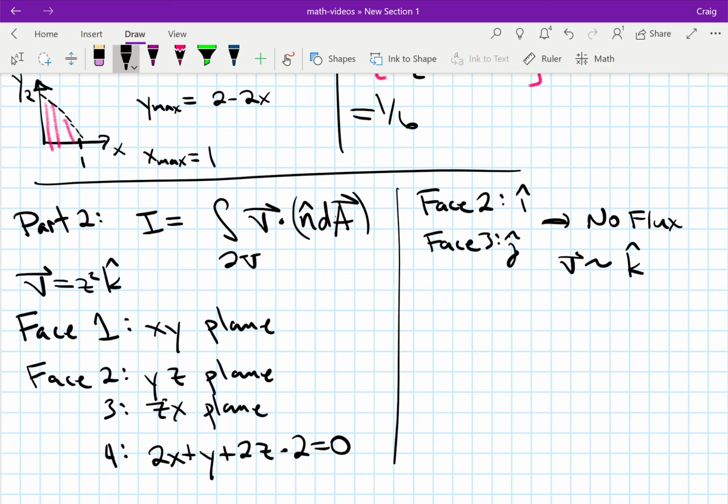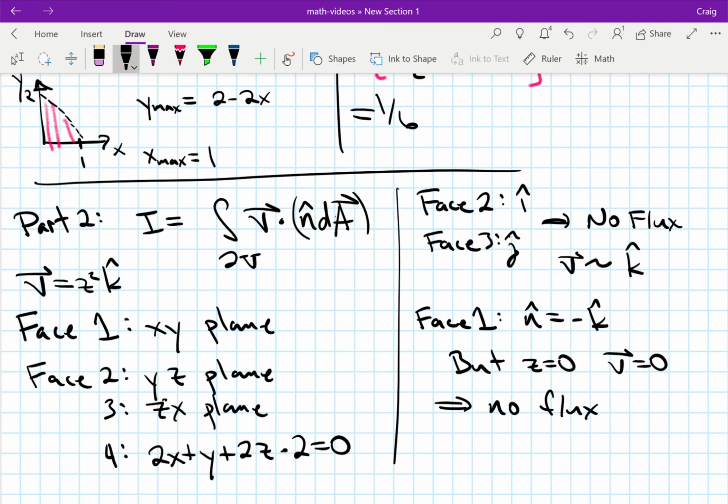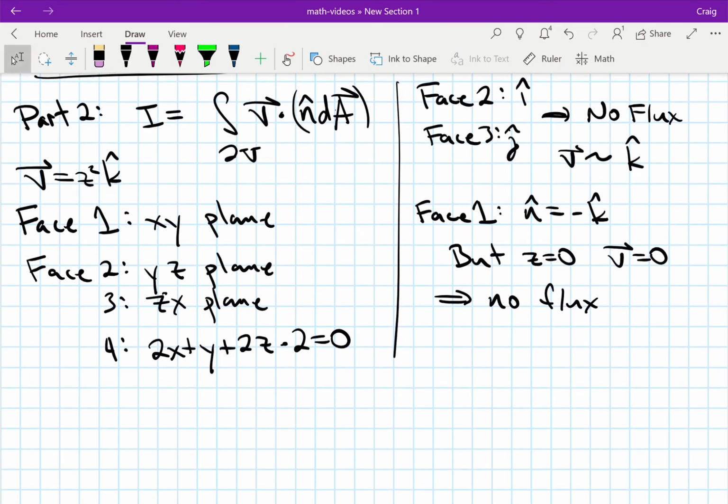So face 1, the outward normal vector is minus k hat. Okay, so we've got a chance, but for face 1, z is equal to 0. And if I look at my expression for the vector field, it's equal to 0. The vector field is just turned off. I don't care where it's pointing. z is equal to 0, so it's 0 everywhere there. So v is equal to 0, so there's no flux on face 1 either. No flux. So the only flux is coming from the oblique face, face 4.